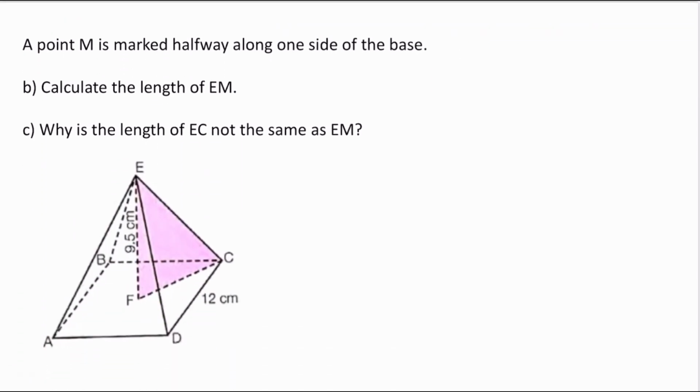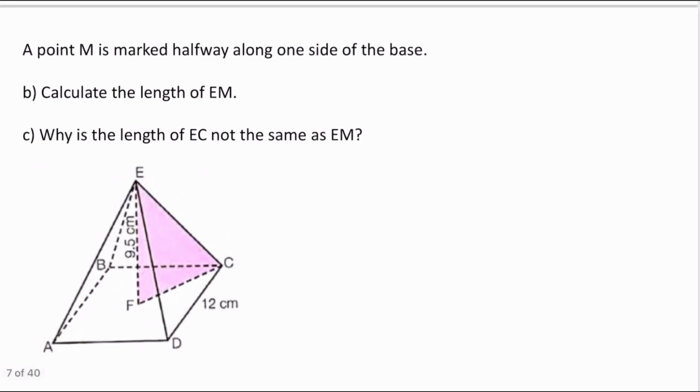Continuing with the same exact square pyramid, the problem continues. A point M is marked halfway along one side of the base. Calculate the length of EM. So what we're doing is now taking a look at one side of this pyramid, and we're going to call that M, which is the midpoint. Now the entire side was 12, which means that by finding the midpoint, we're going to cut it into 6 and 6. So it says to calculate the length of EM.